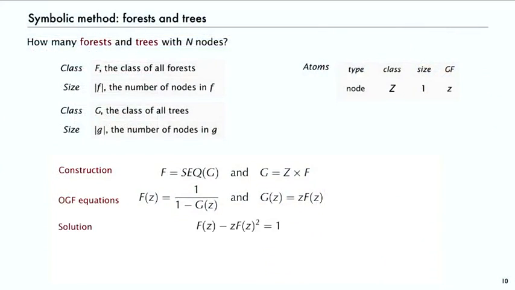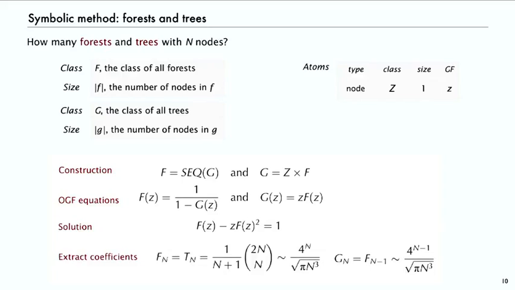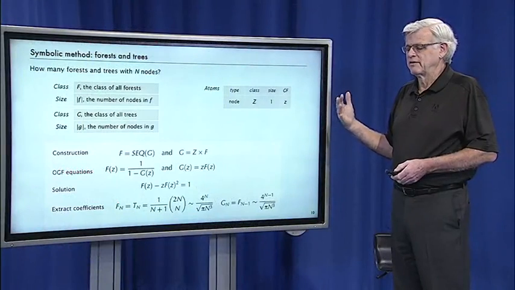So now if we just solve that, we substitute Z F of Z for G of Z, and then solve for F, you get F of Z minus Z F of Z squared equals 1. And that's exactly identical to the Catalan generating function. So it means that the number of forests with n nodes is exactly equal to the number of trees with n nodes, which is the Catalan numbers, which we know the asymptotics for. And the number of trees with n nodes is the number of forests with n minus 1 nodes, so it's got a factor of 4 less. So that's a symbolic method that shows that the number of forests and the number of trees is exactly the same.